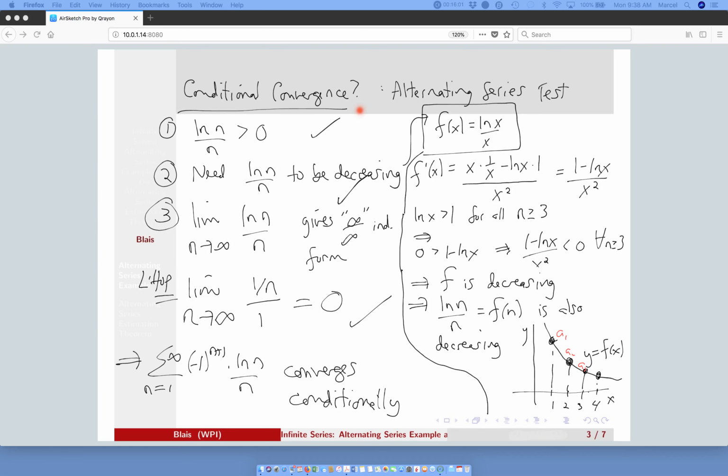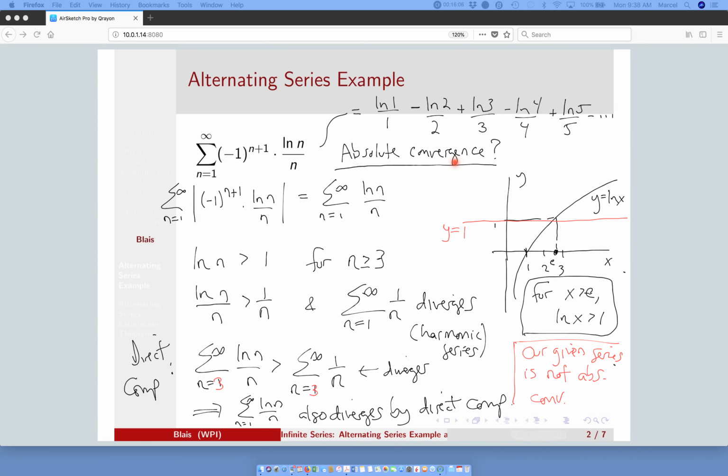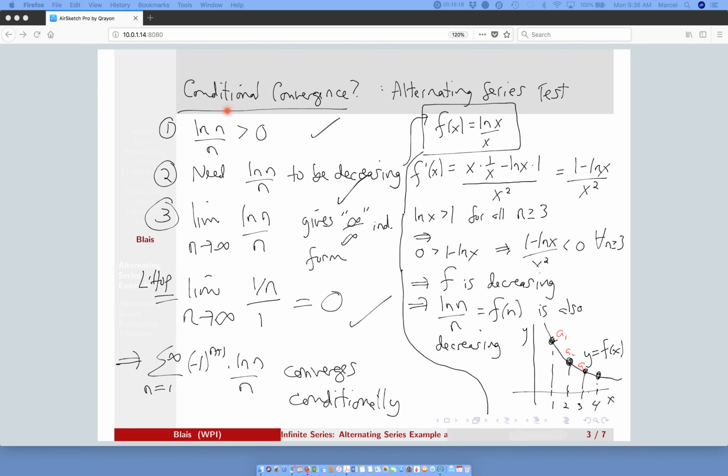But it's important to note, for a question like this, it's essential that you first test for the stronger convergence. If that test is satisfied, you're done. You don't have to test for the weaker. If the stronger test is not satisfied, we test for the weaker convergence, which we call conditional convergence, by checking these three criteria. Okay, so that's an example, kind of a refresher on alternating series.